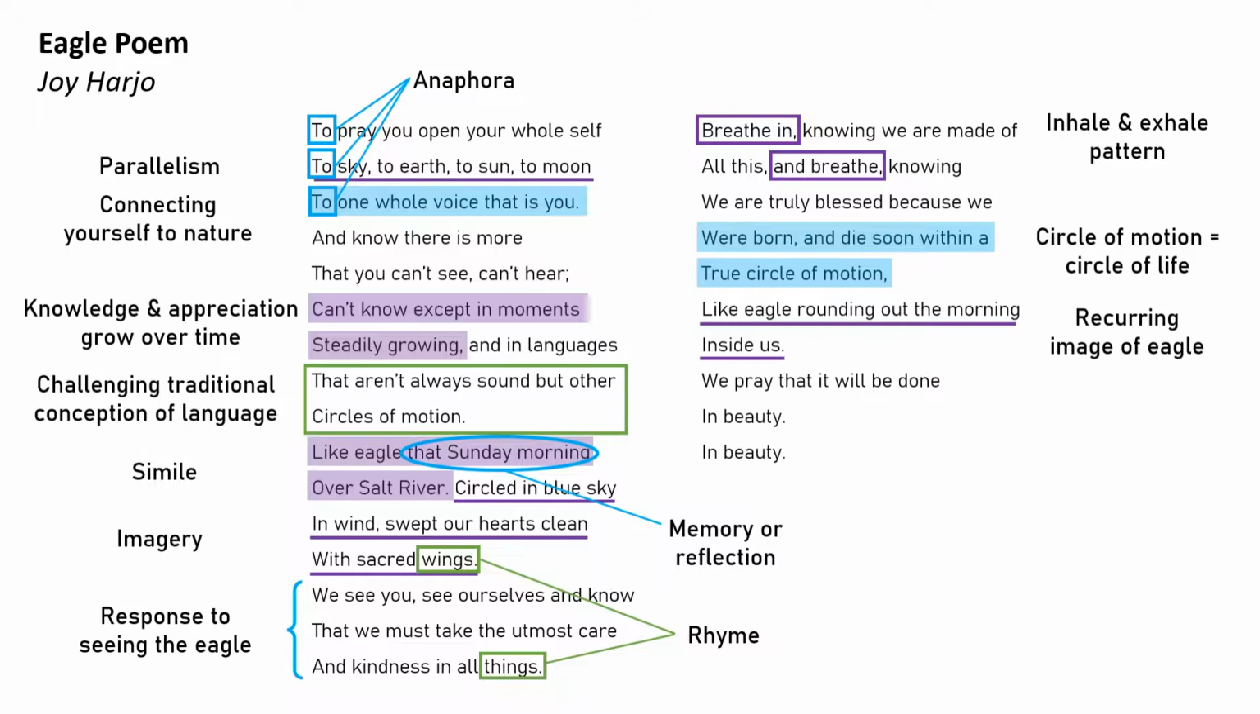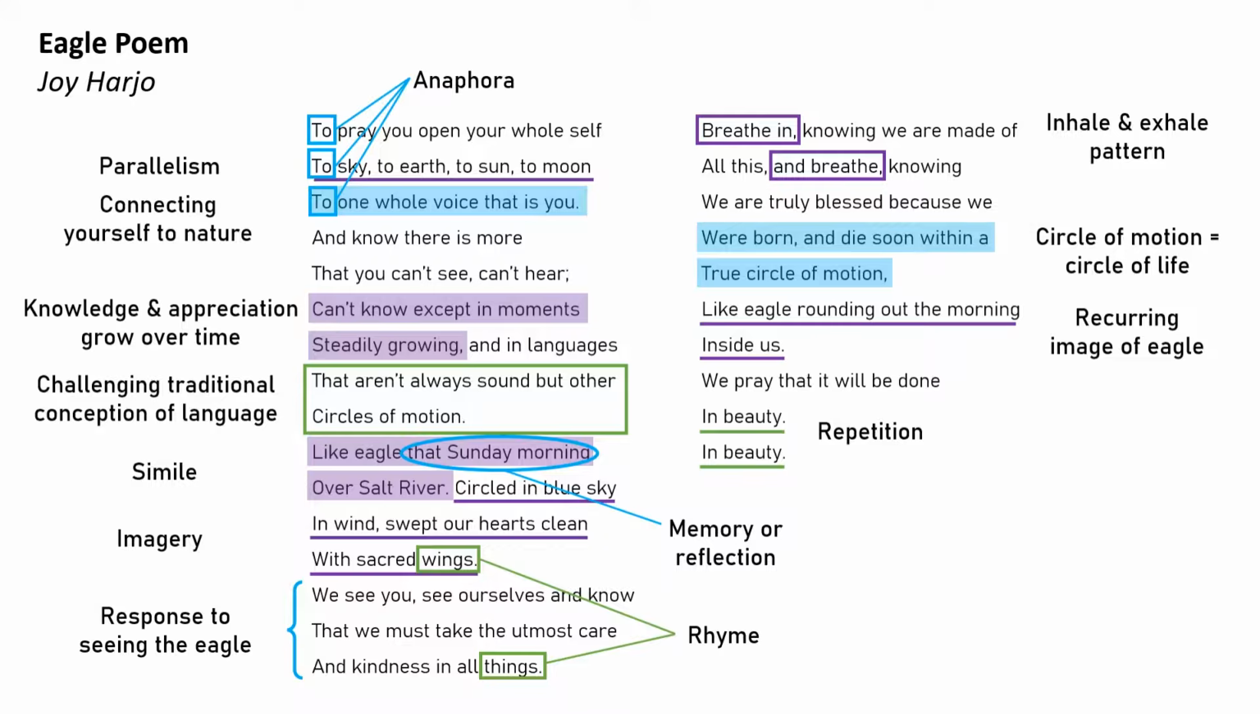In these last two lines, the speaker repeats the words, "in beauty." Not only does this end the prayer that was started at the beginning of the poem, but it also emphasizes humanity's collective hope to experience beauty and happiness in our lives.